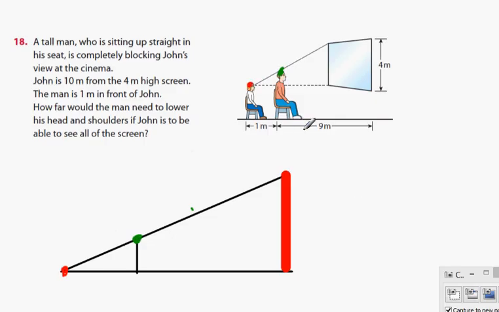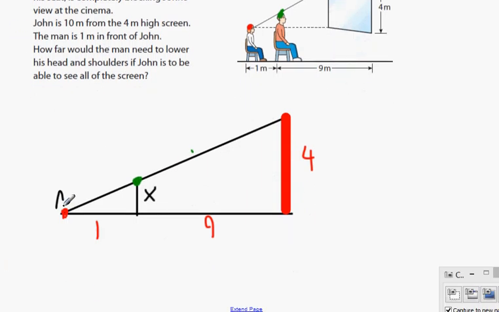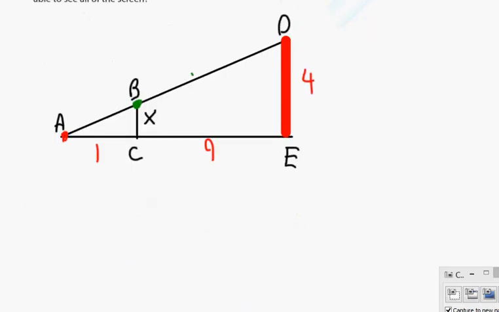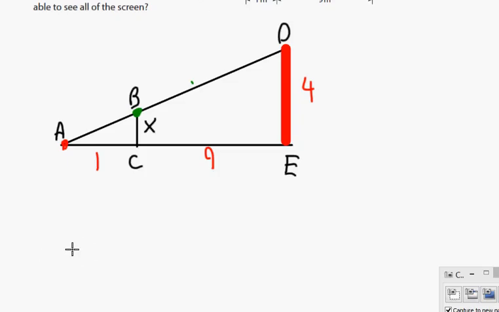Now, this is 1 meter. This here is 9 meters. The screen is 4 meters. And we want to find out what this length here is. If we label them once again A, B, C, D, E, I have 2 triangles, don't I? What are the names of my triangles? The first triangle is ABC. The second triangle is ADE.